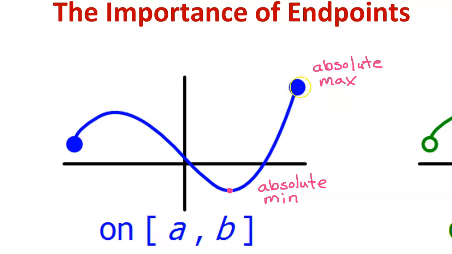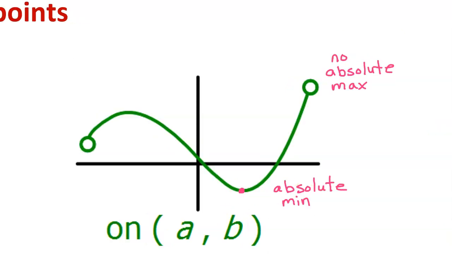But this is the absolute max because it is the highest point on the graph. This is the absolute min because it is the lowest point on the graph. Notice that this absolute min was previously referred to as a relative min. It's both. But you have to be careful when the endpoints are not included in the interval. This point here at the bottom is still the absolute minimum value of the graph.